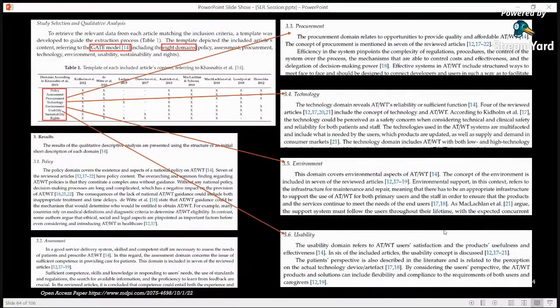And in the findings section, they have these 6 headings here: policy, assessment, procurement, technology, environment, and usability. So they have used these 6 headings as their concepts for grouping or categorizing the literature on the specific topic that they are investigating. And this is the synthesis of their research.